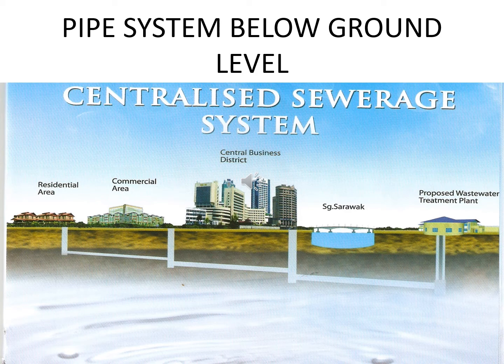This week, our lecture continues with the topic of pipe systems below ground level. The slide shows an example of a centralized sewerage system that involves residential areas, commercial areas and business district areas, which will convey the discharge to a wastewater treatment plant.